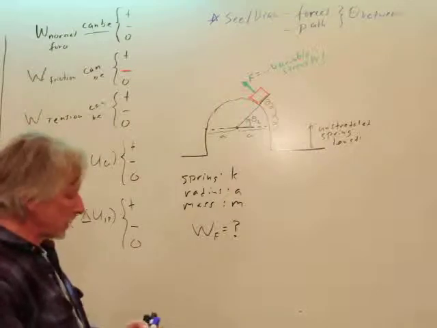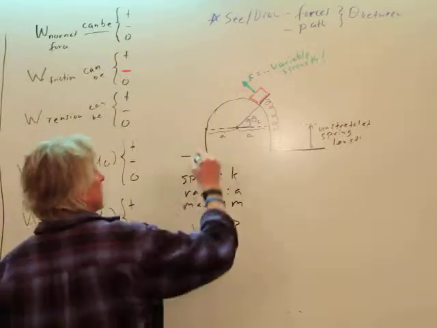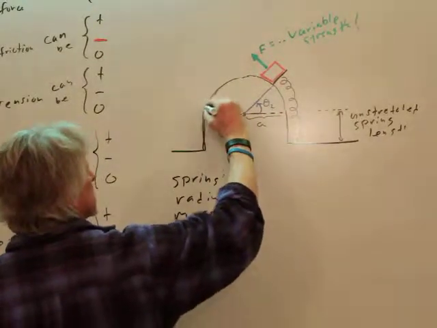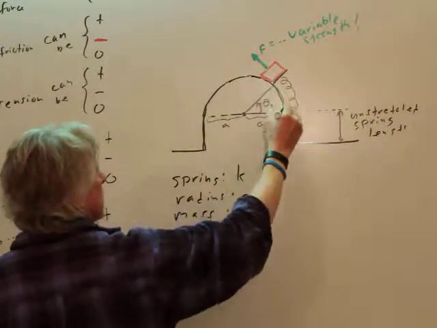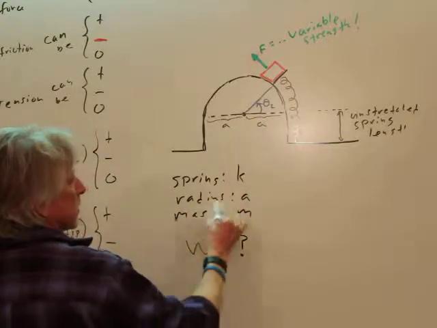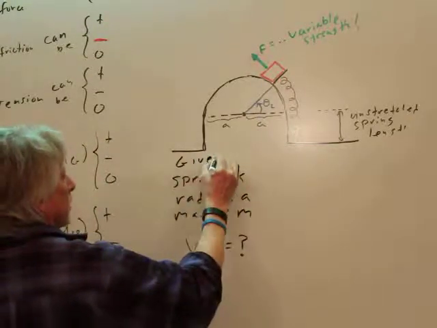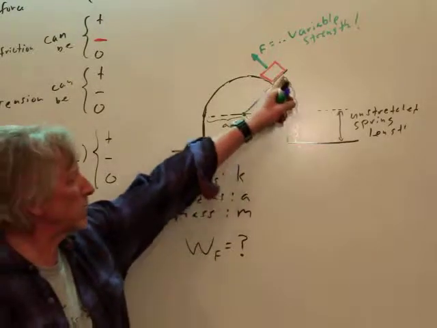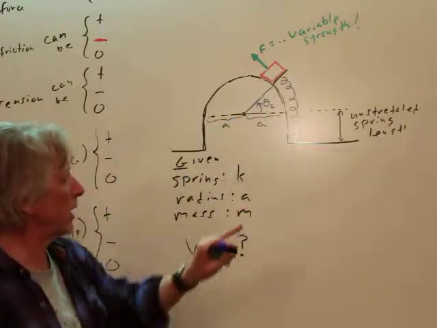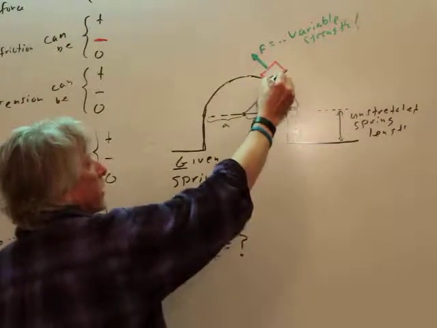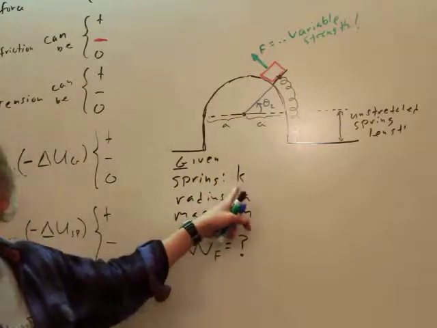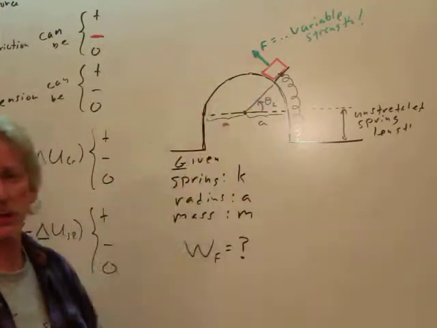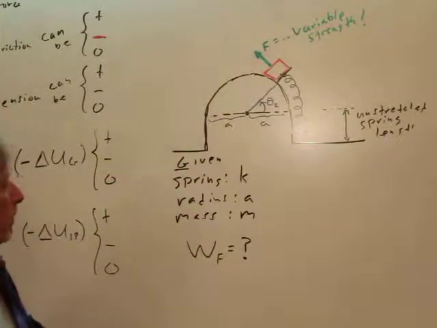Here's a case where I've got this surface drawn in black here, and it's straight on these sides, but then it goes into this circular arc here. And the arc has a radius of A. So remember, you always want to give your givens here. And it's attached to a spring here. Bolt that together. The spring has a spring constant K. The radius is A. The mass of this block on the end is M.